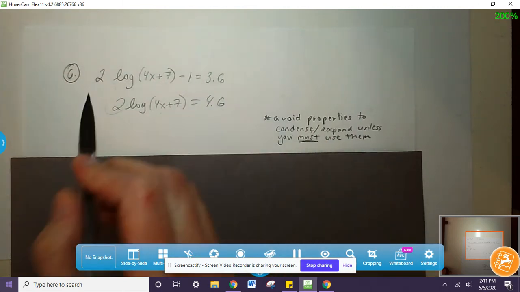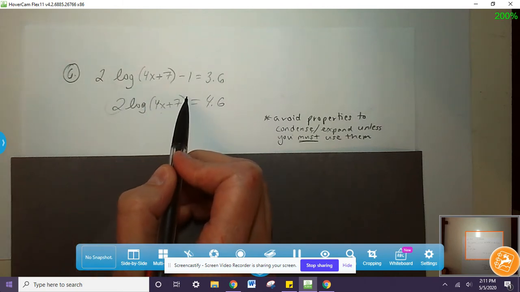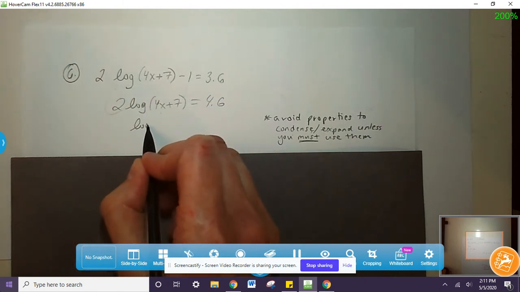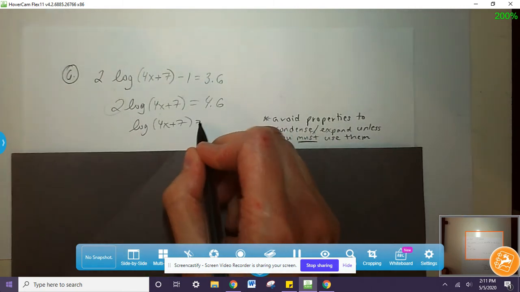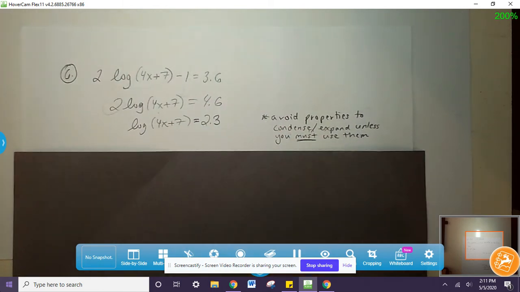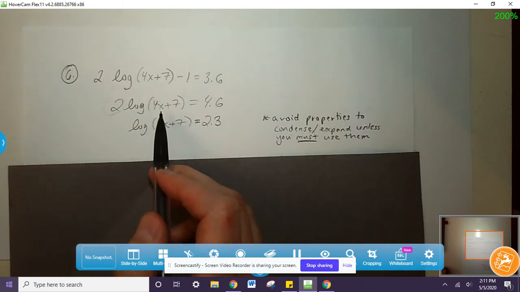So even though you're thinking, I could move that in and swing it up and make it an exponent, you want to avoid that because it'll be less work for you. If you don't use those properties, you're not going to have to go in and check your answers and make sure that you don't have extraneous solutions. And we're going to do more on that tomorrow. So what you want to do instead is divide both sides by 2.